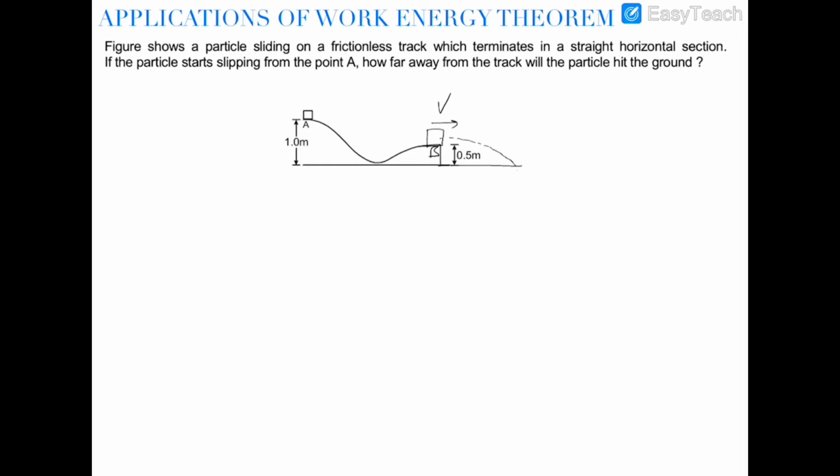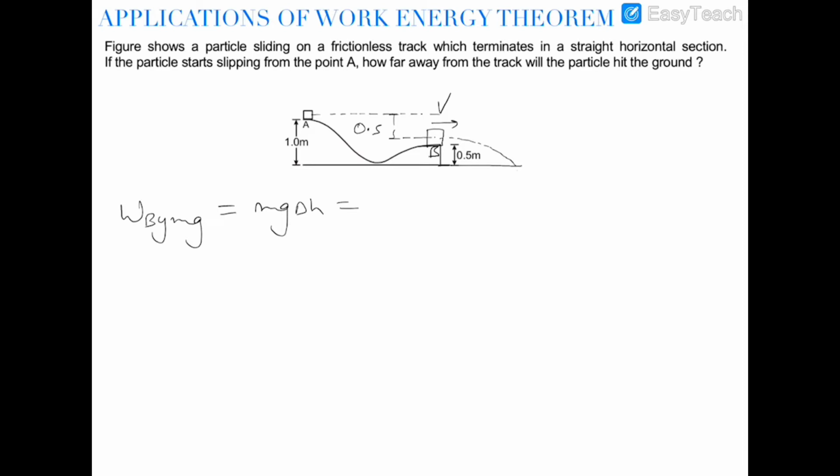So let's suppose this velocity is v. So we can see that the difference of height in these two levels of the block is 0.5. So this block has gone down by a distance of 0.5 meters, and therefore work done by mg on this block will be mgh, mg delta h.